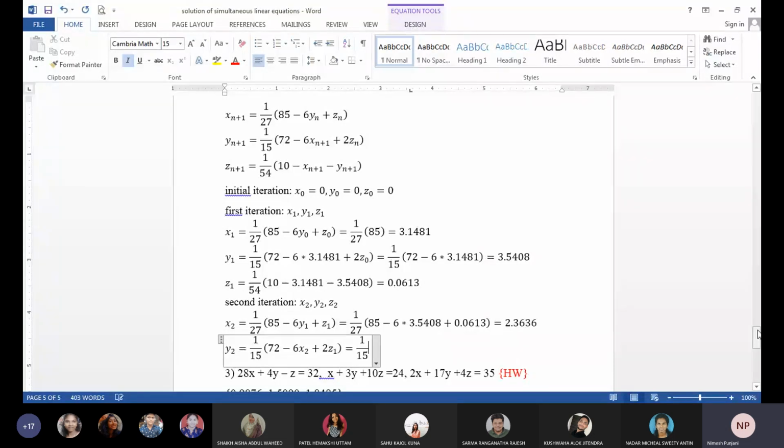So 1 upon 15 times 72 minus 6 into x2, that is 2.3636, plus 2 into z1. So how much will I get? 72 minus 6 into 2.3636 plus 2 into... 3.8627.